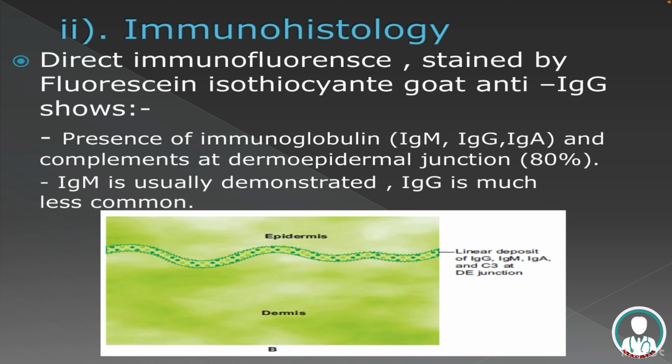Immunohistology. Direct immunofluorescence stained by fluorescein isothiocyanate goat anti-immunoglobulin G shows presence of immunoglobulins, that is IgM, IgG and IgA, and complements at the dermoepidermal junction in about 80% of the cases. IgM is usually demonstrated and IgG is less common.